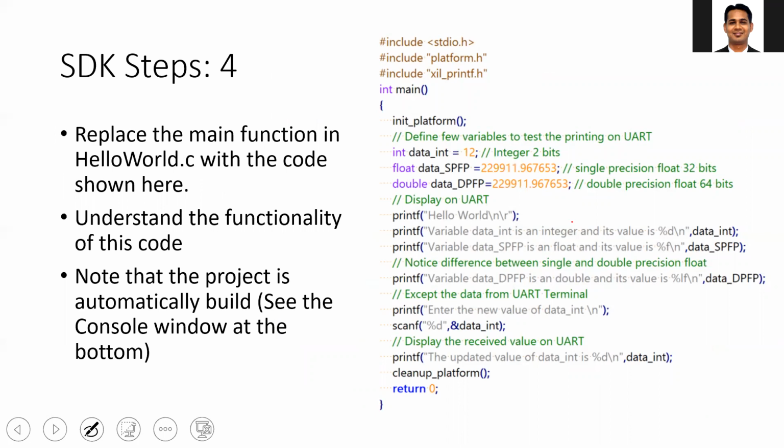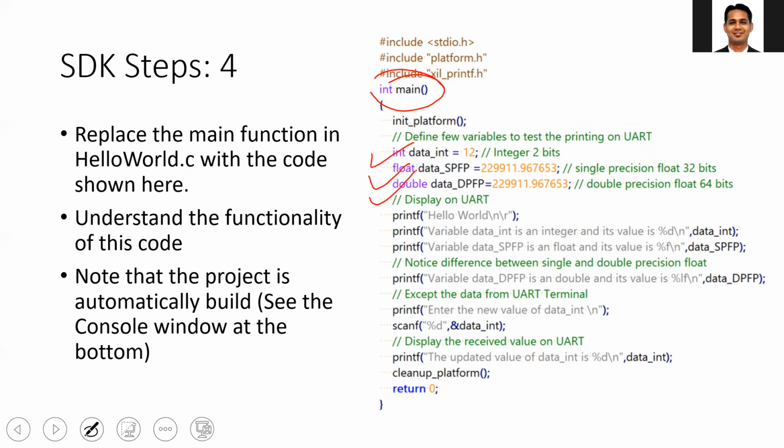So what we did in our code, you can see that this is the main function in the SDK. When you implement your code on your processor, the main function is the one which will be executed in the beginning. Here I am defining three variables. One is of type integer, a 32-bit integer. The second is of type single precision floating point, which is 32-bit floating point, and the third is double precision floating point.